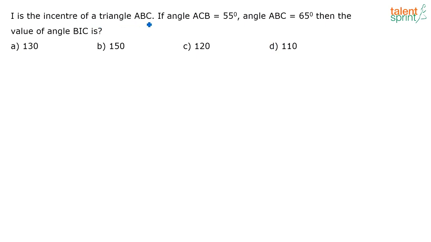I is the incenter of the triangle ABC. If angle ACB is equal to 55 degrees, angle ABC is equal to 65 degrees, then the value of angle BIC is dash. So how do you solve this? What is given in the question?